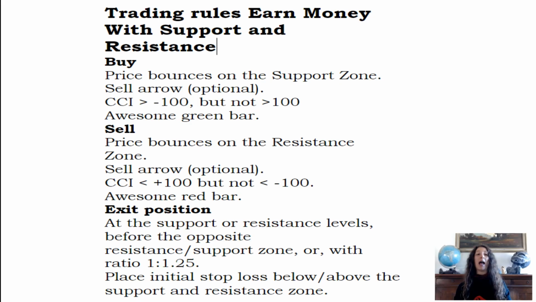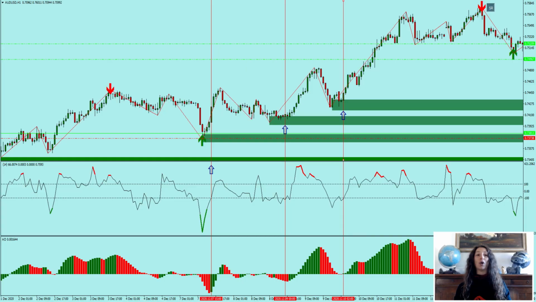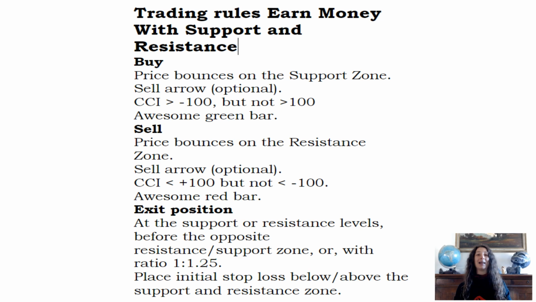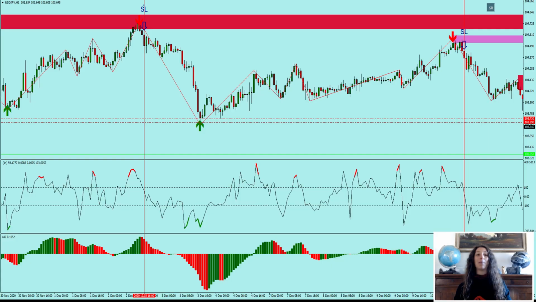Trading rules of Easy Money with Support and Resistance. Buy: price bounces on the support zone. Buy arrow optional. CCI greater than minus 100 but not greater than 100. Also green bar. Sell: price bounces on the resistance zone. Sell arrow optional. CCI less than plus 100 but not less than minus 100.